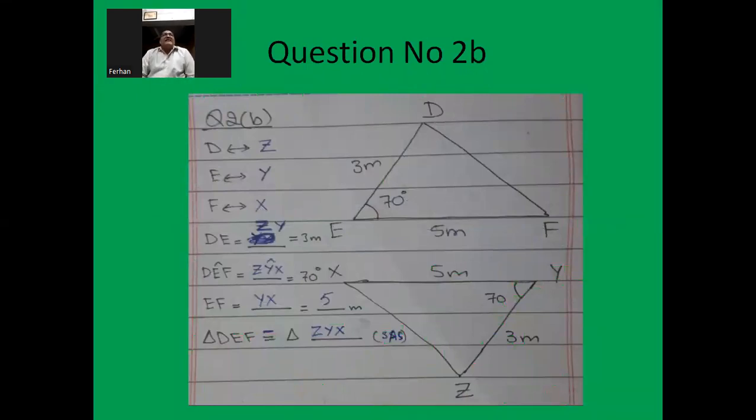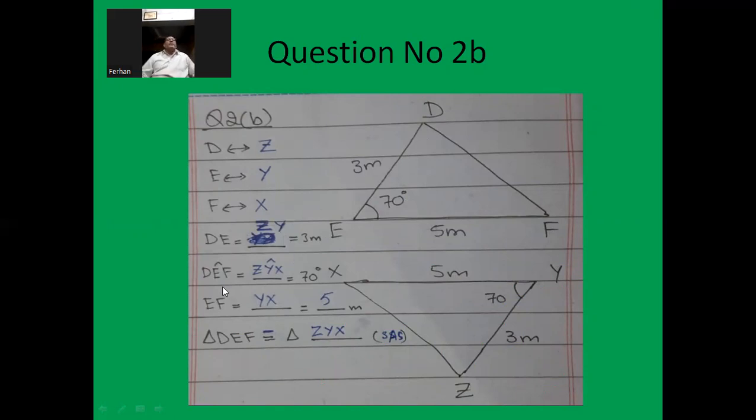So the D has the correspondence with the Z. E has the correspondence with the Y, and the F has the correspondence with the X. So I can write DE is equal to ZY. They both are 3 centimeters.